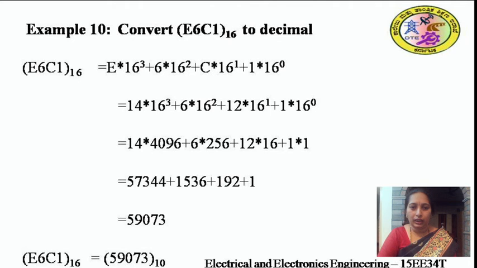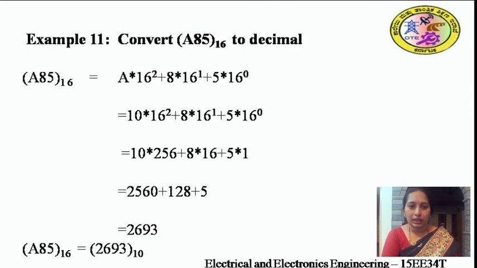Here E is written as 14. Hexadecimal E is equal to 14 in decimal. 14 multiplied by 16 to the power 3 plus 6 multiplied by 16 to the power 2 plus C, written as 12, multiplied by 16 to the power 1, and 1 multiplied by 16 to the power 0. The final answer is 59,073.